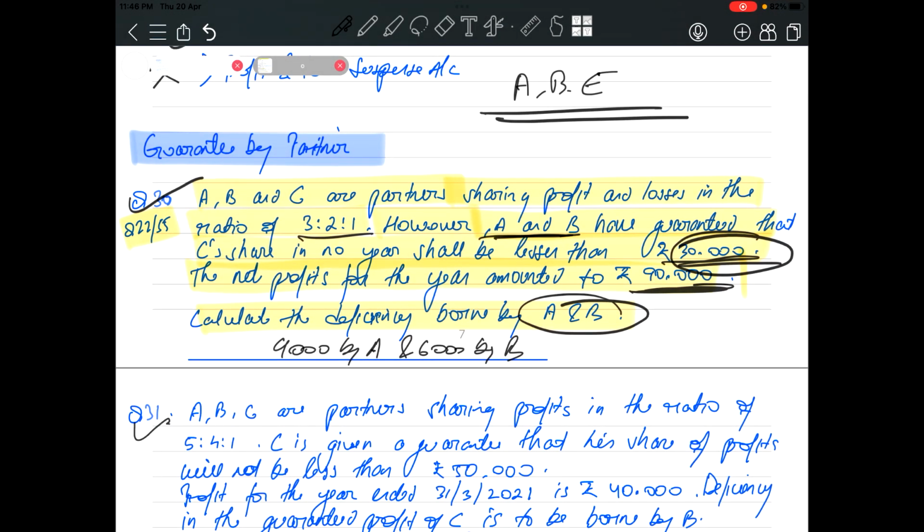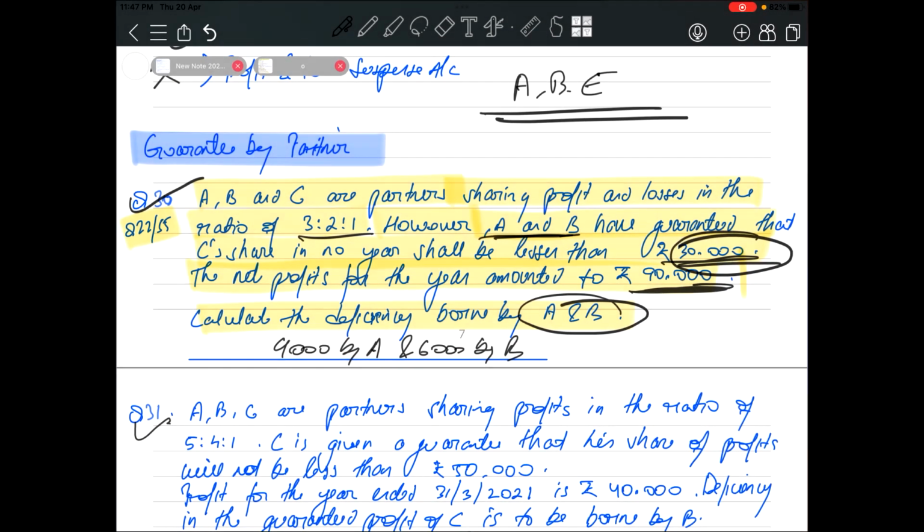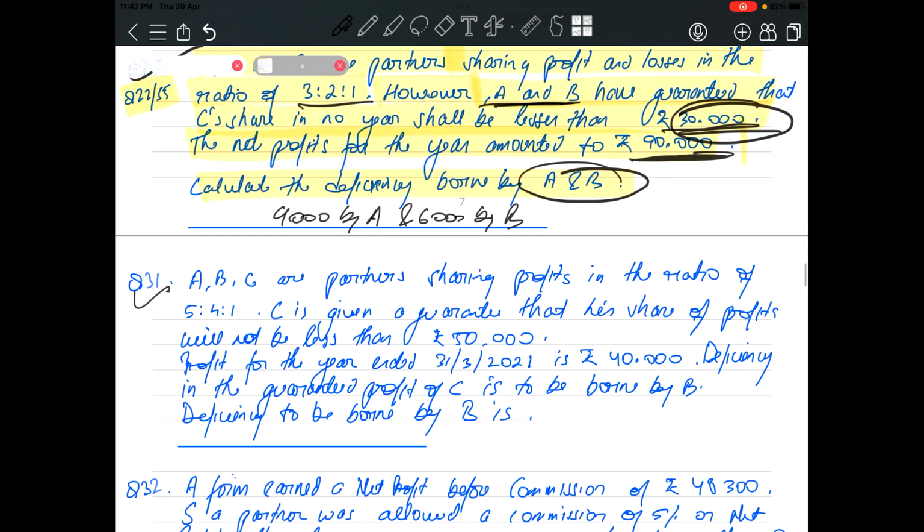We are done with question number 30. Sorry, this was question number 30 now. Okay, so we are done with question number 30. Now let's see question number 31. What is question number 31 saying?